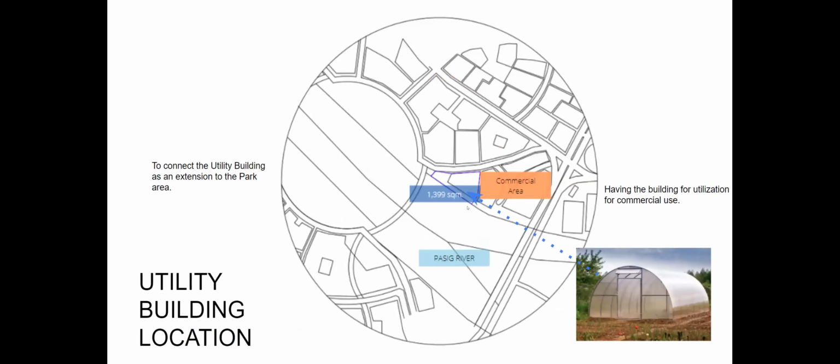Then I was thinking utility building location, which is beneficial for the park area and for the commercial area right here. So parang mga greenhouse for plants. So yung malunggay aspect na dun parang. That's it. Okay.